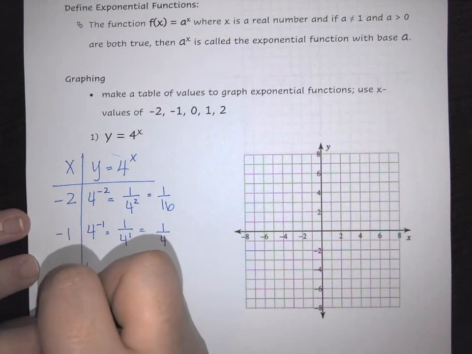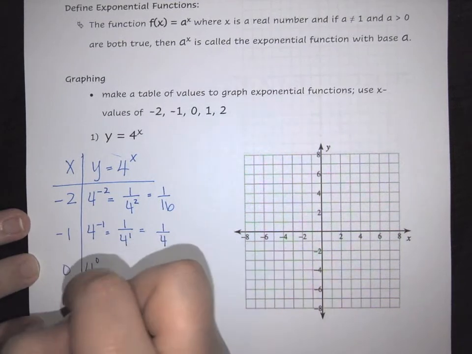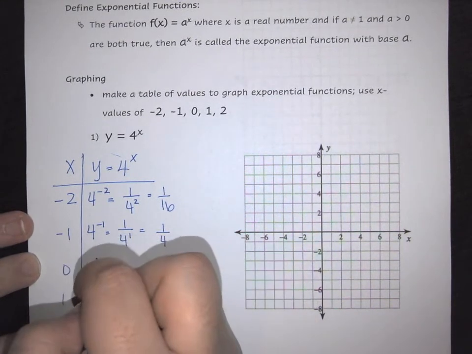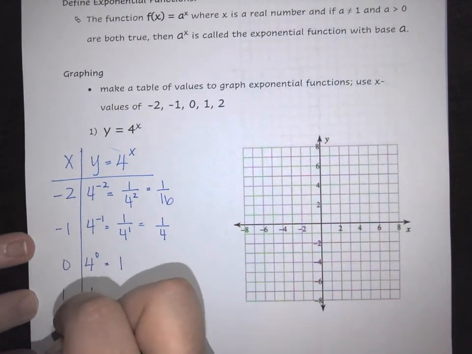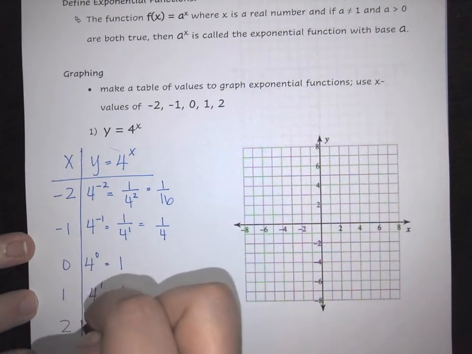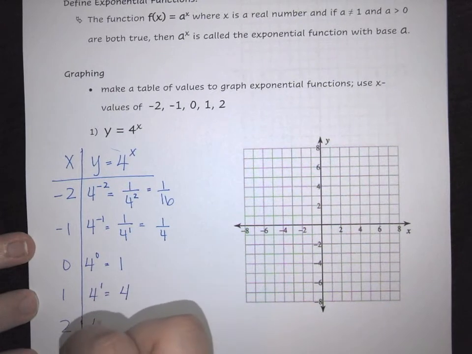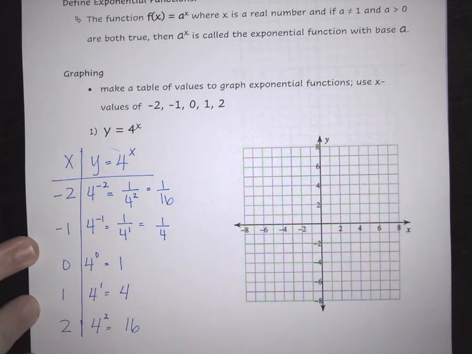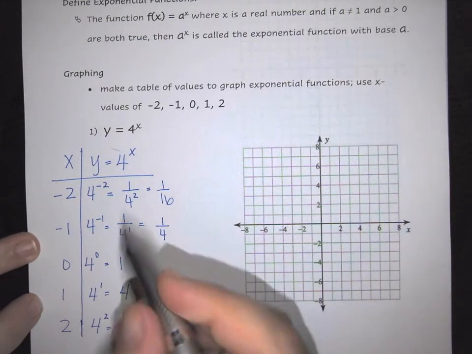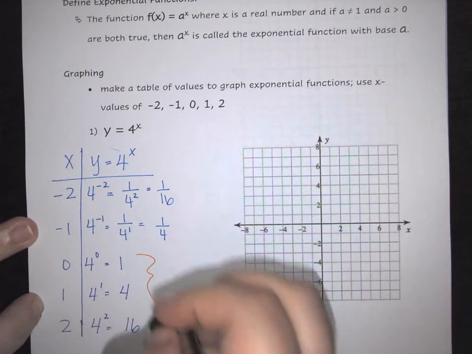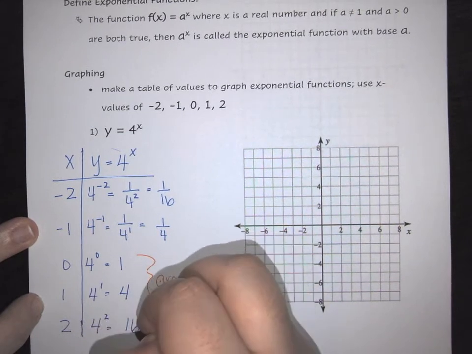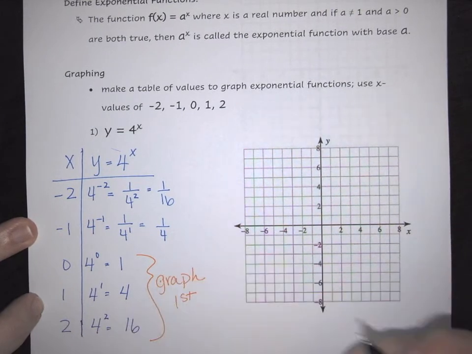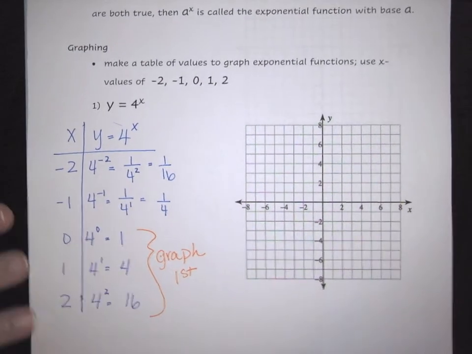We then have 4 to the 0. The rule says anything raised to the 0 power automatically comes out as 1. We then have 4 to the first, which is the same as 4. And we have 4 squared, which is going to be 16. Now, in order to graph these, the easiest thing to do is to graph the whole numbers first. So here we're going to go ahead and do that.